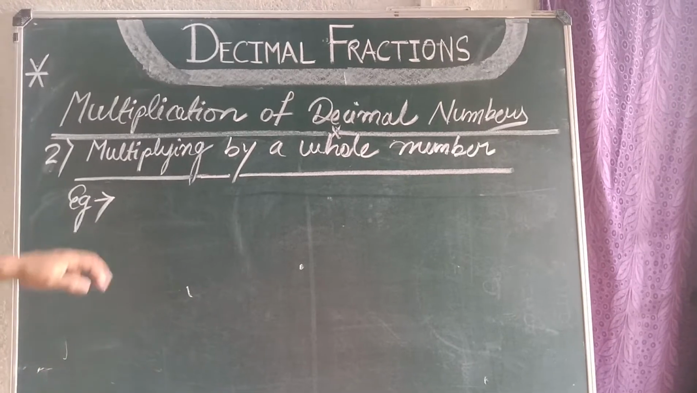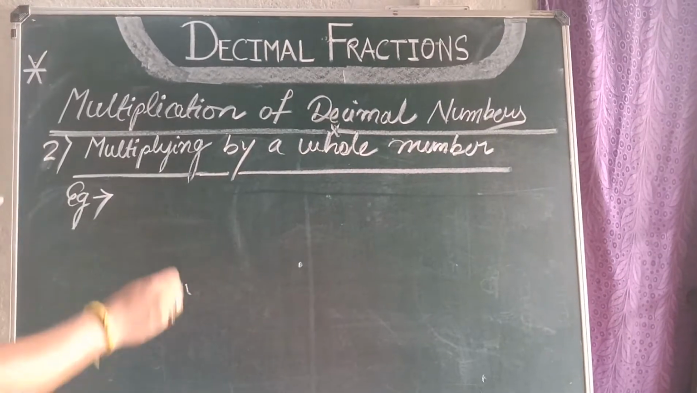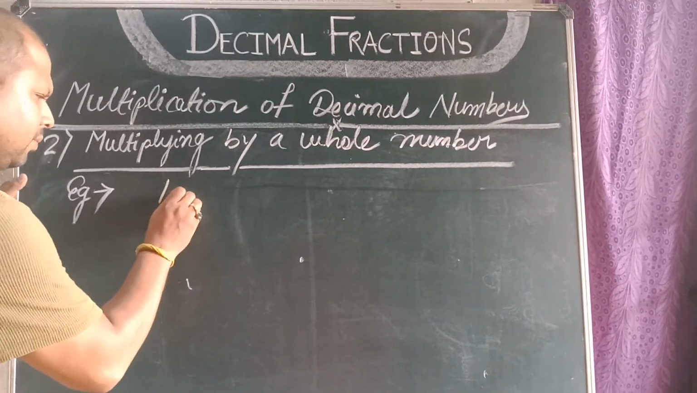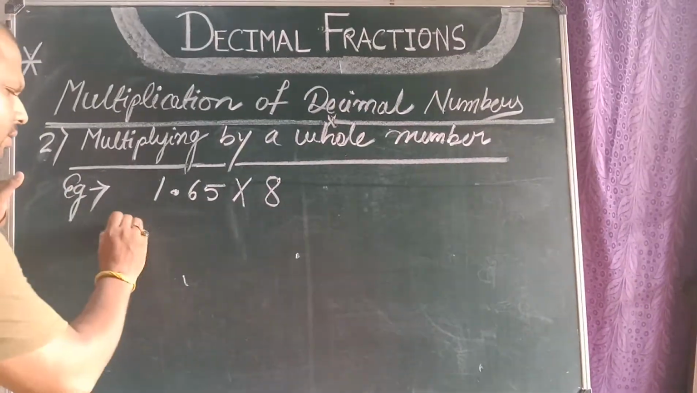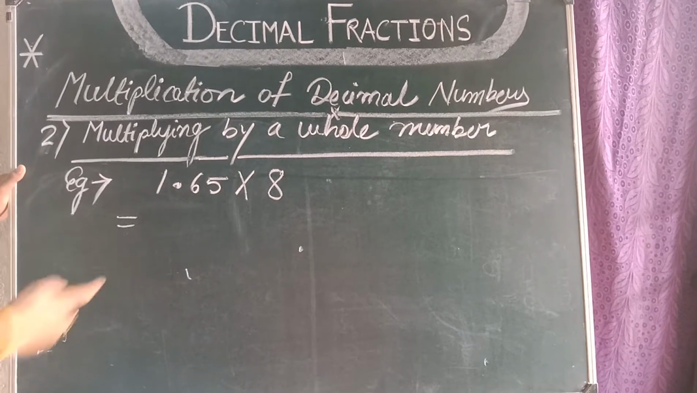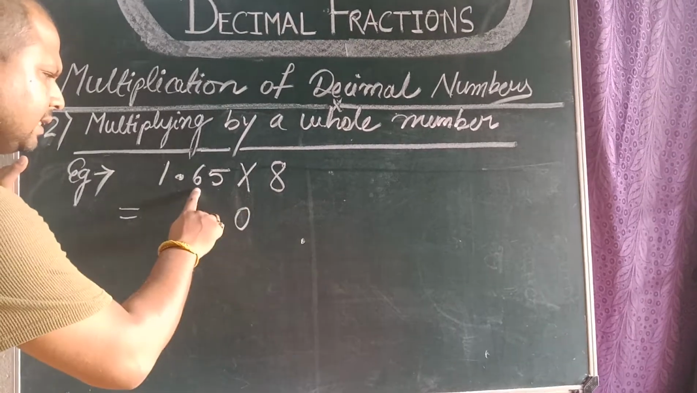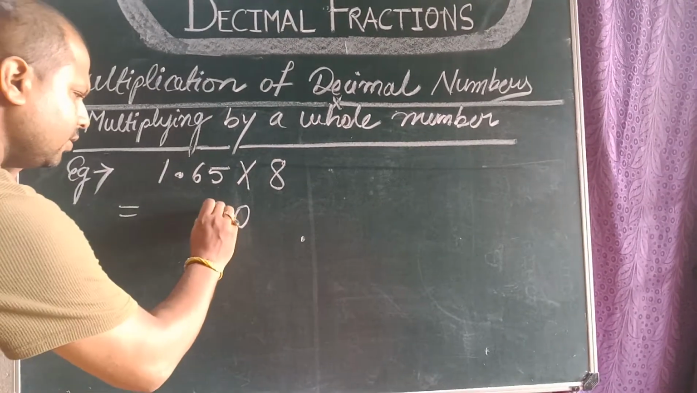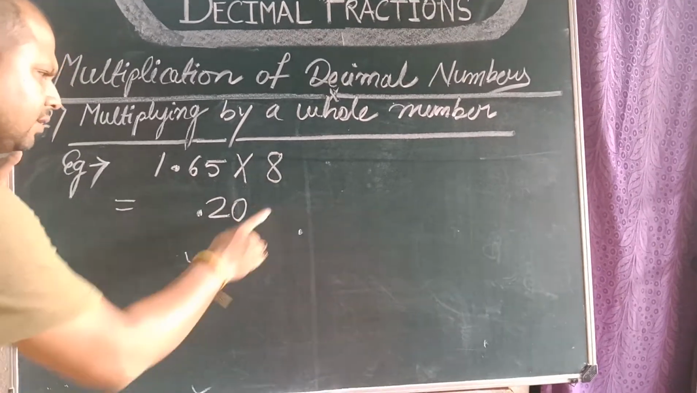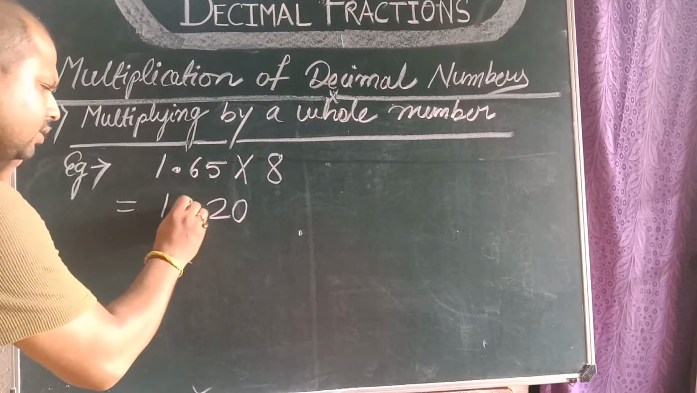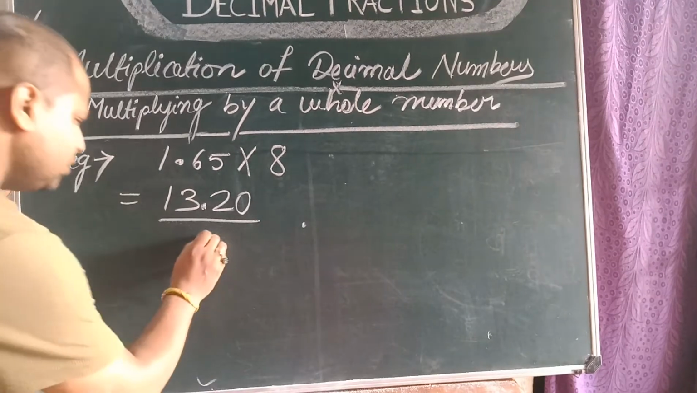So now, students, we are going to multiply the given decimal with a whole number. For example, suppose I have taken 1.65 into the whole number 8. Two ways you can do. 8 5s are 40, in hand 4. 8 6s are 48 plus 4, 52, in hand 5. The point is there, place it. 8 ones are 8 plus 5, how much? 13.